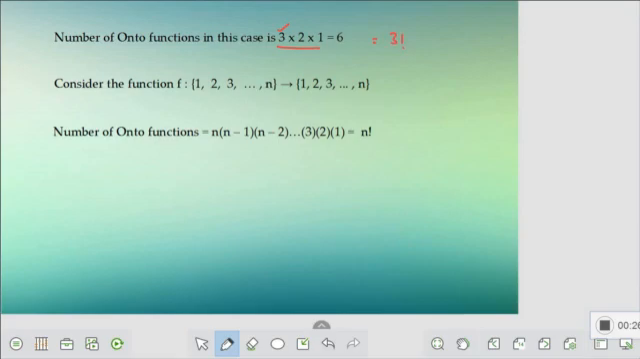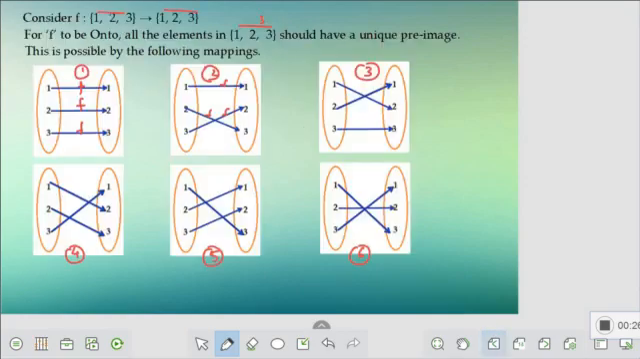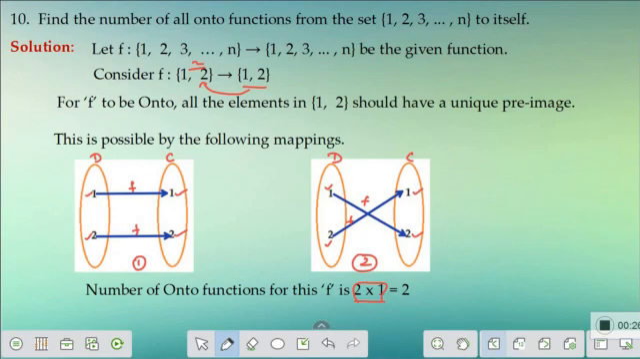Now let us extend this for the number of elements being n. So we have n elements in this set and also n elements in this set. This tells me that the number of onto functions for the given function could be n into n minus 1 into n minus 2, and it goes to 1. This means that it is nothing but our n factorial. So there are n factorial onto functions for the function that is defined in the question, that is from the set containing elements 1 to n to the set containing elements 1 to n.